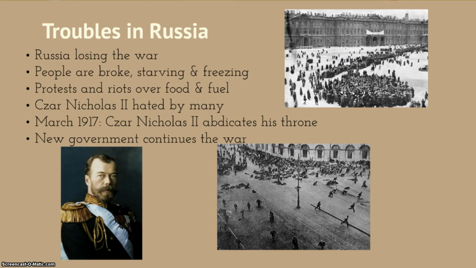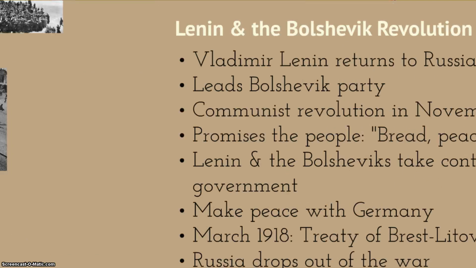And here's where we're going to make the connection back to Russia. You should know so much about the Russian Revolution. You know that Russia was losing the war. The people are broke, starving, and freezing. And there are protests, and a lot of people don't like Tsar Nicholas. He's going to abdicate the throne in the March Revolution. And the new government, the provisional government led by Kerensky, will continue the war.